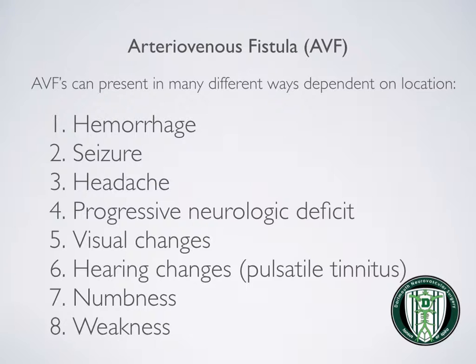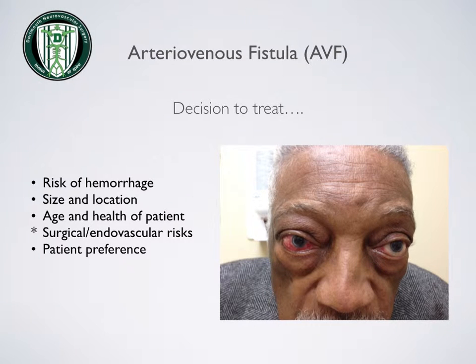AVFs can present in many different ways, and it usually depends on their location. They can present with hemorrhage, seizure, headache, progressive neurologic deficit, visual changes, hearing changes as we described, numbness, and weakness. This patient has a fistula behind his right eye. You can see the injection of the sclera, indicative of poor outflow from the orbit.